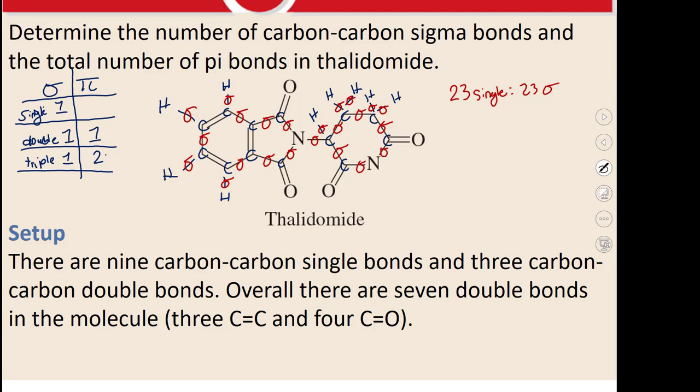Now I'm going to go back into each one of those double bonds. I'm going to count the first one off as a sigma. So I've got 1, 2, 3, 4, 5, 6, 7 double bonds, which is going to give me 7 more sigmas. When I go back, it's also going to give me a pi. The second bond is going to be a pi.